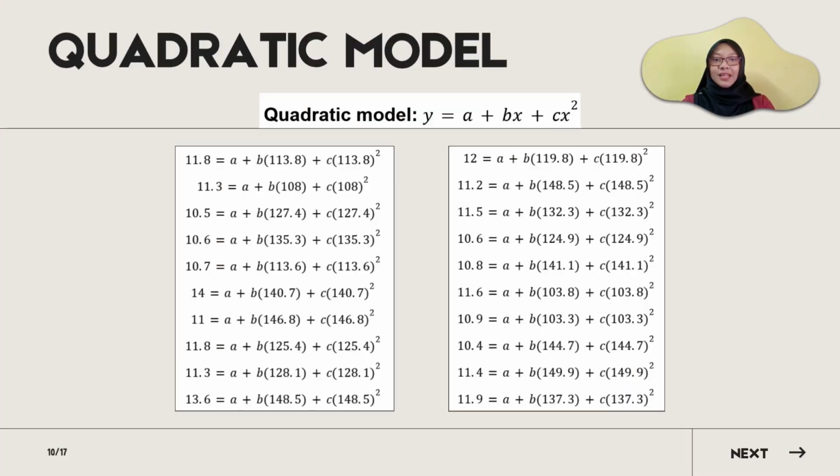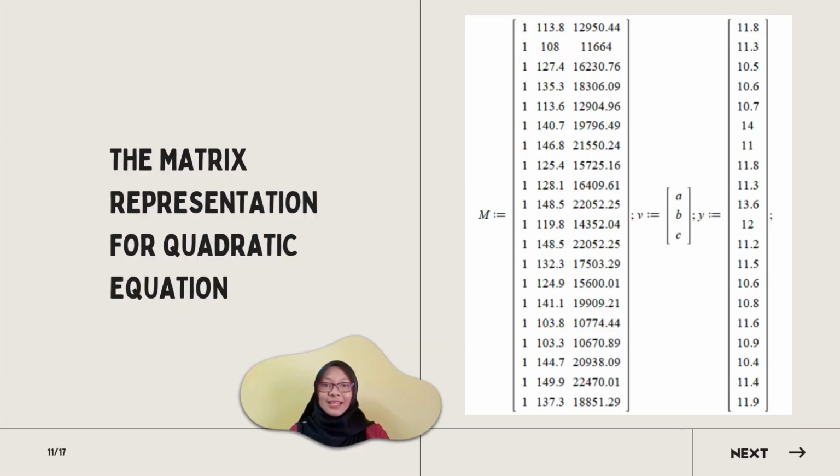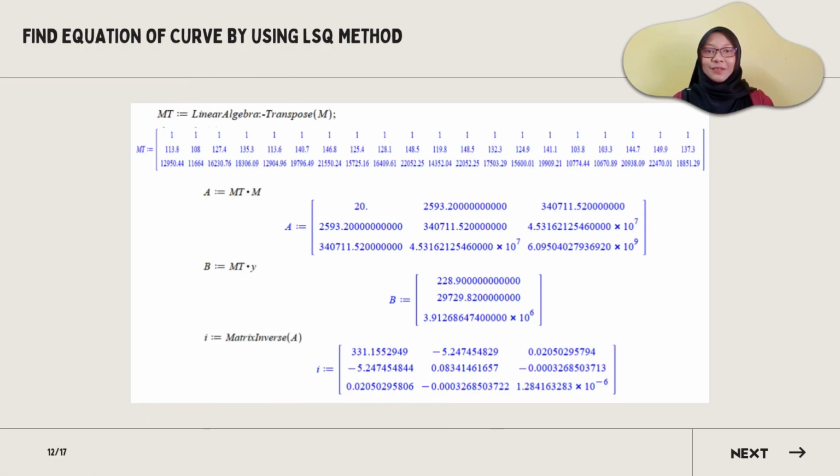Now, for the quadratic model, firstly, convert the data into the form of a quadratic equation by using the quadratic formula, which is y equal to a plus bx plus cx squared. Next, represent the quadratic equation in matrix form. Then, find the equation of the curve by using the LSQ method. First, find transpose matrix M. Second, let matrix A equal to transpose M multiply M. Third, let matrix B equal to transpose M multiply Y. And fourth, find inverse matrix A.